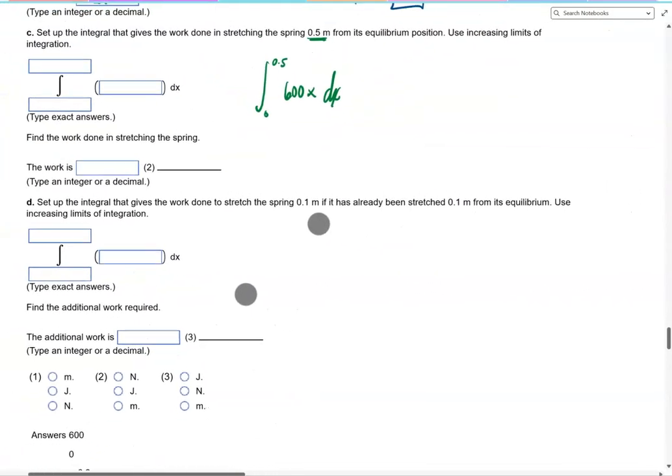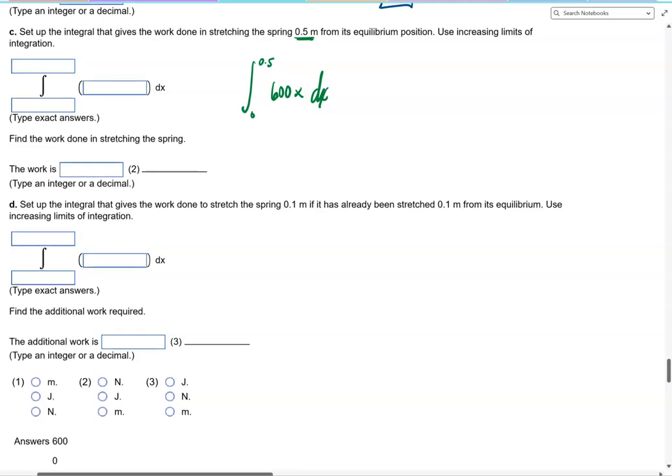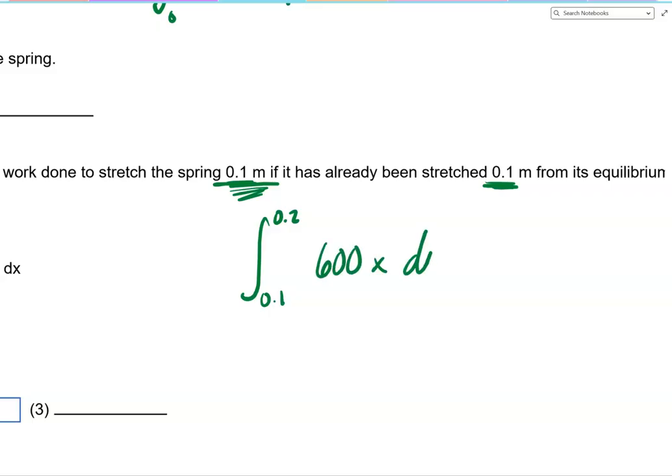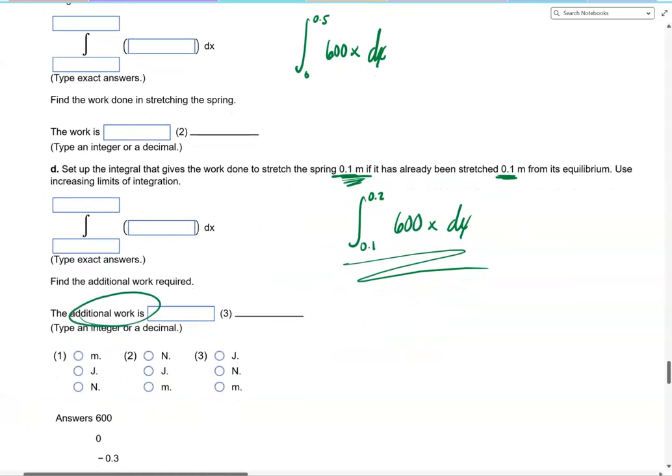For the third example here, the last part of this particular problem, we've already stretched 0.1 meters from the equilibrium, and I think what they're trying to say here is that we're trying to stretch it another 0.1 meters. So in this case, the integral starts at 0.1, and we're going to have to stretch to 0.2 to obtain the additional stretch. So if we go from 0.1 to 0.2 of 600x with respect to x, then the solution to that integral should tell us the amount of additional work necessary to compress or stretch that spring.